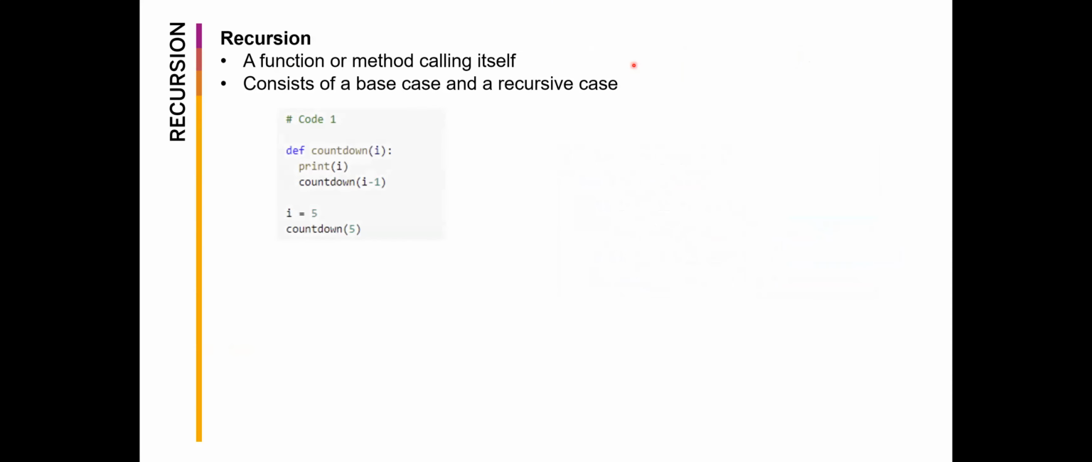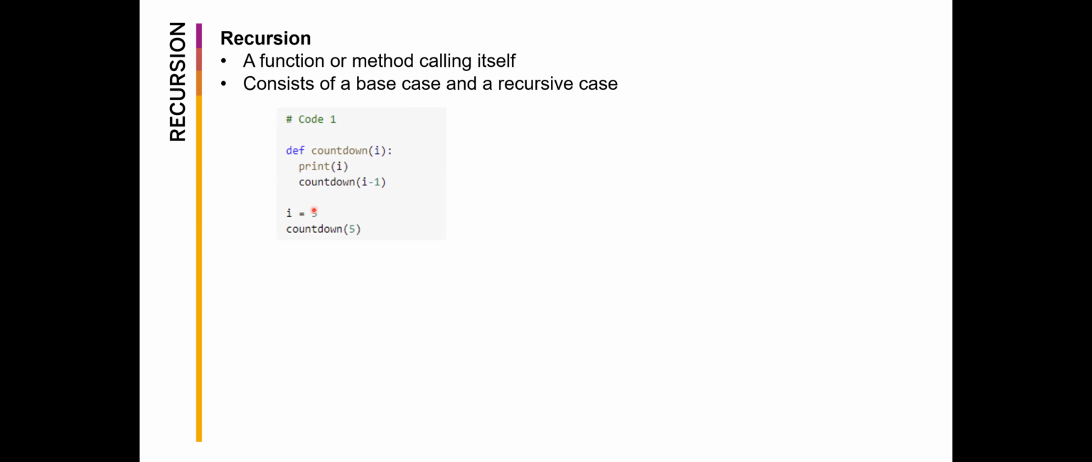Okay, so now let's look at different codes. If we want to do a countdown, we can do it this way, where we print I, and then we call the function again to print the I again, the next number basically.